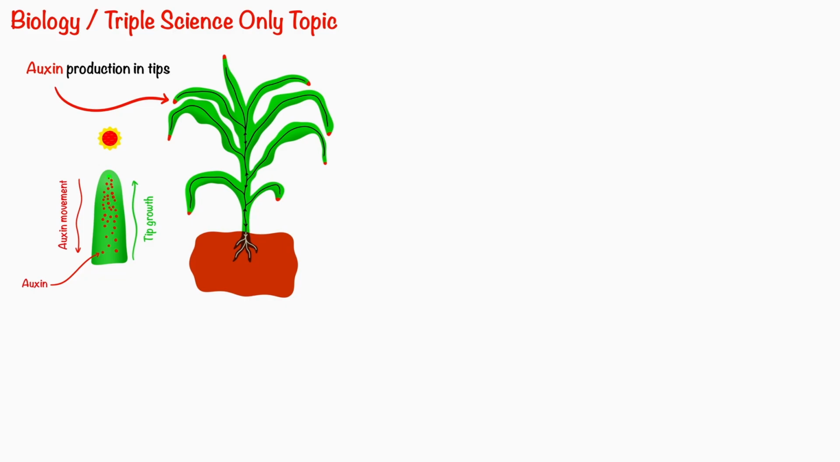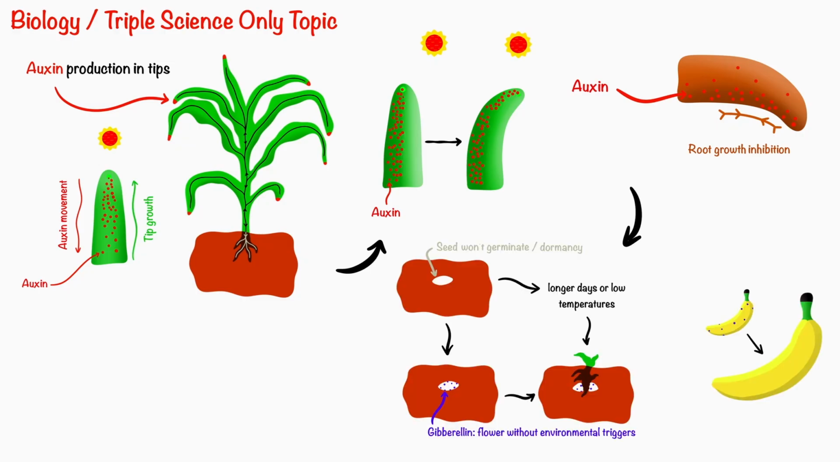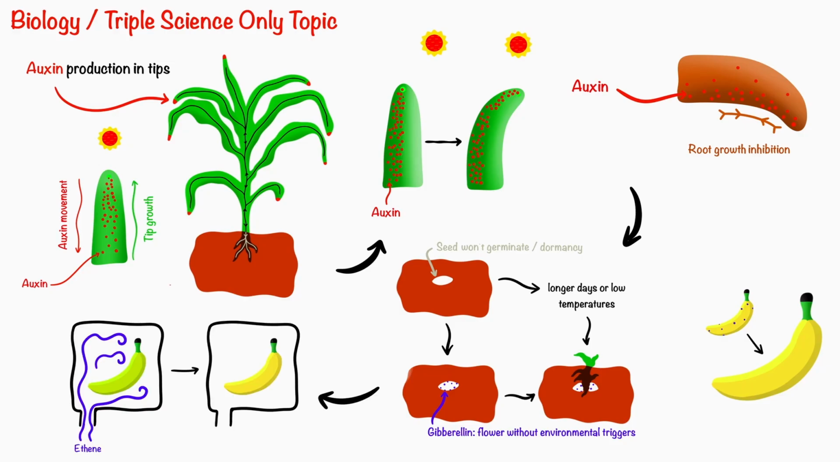To start off, here's a quick overview of what we'll go through in this video. First, we'll examine auxin, a key hormone that controls plant growth. Next, we'll look at how auxin helps plants respond to light and gravity. Then we'll explore gibberellins and their role in plant development. Finally, we'll discover how ethene controls fruit ripening and how these hormones are used commercially.